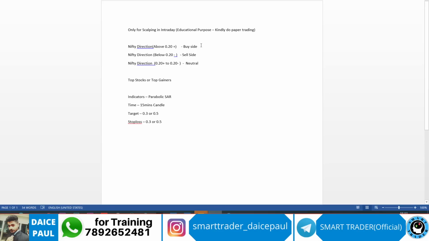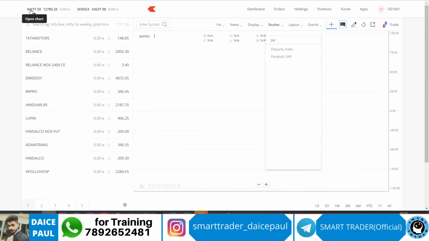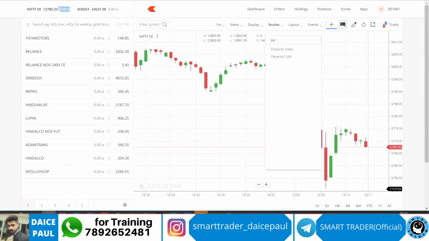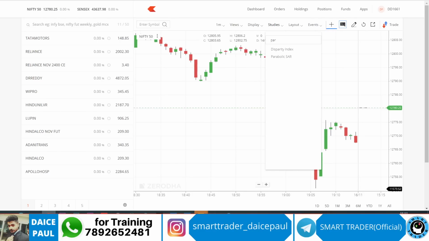Okay, so without wasting time, a few things you have to keep in mind in this particular method. First thing is Nifty direction. If any beginners don't know what Nifty direction is, I would normally explain it like this. Whenever you open Nifty, look at the percentage of Nifty. It should be on the buy side or sell side if you want to take a decision.